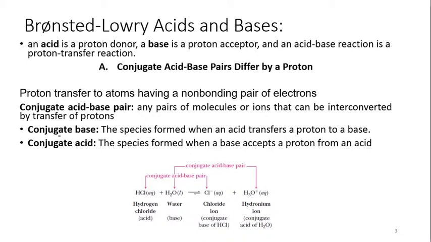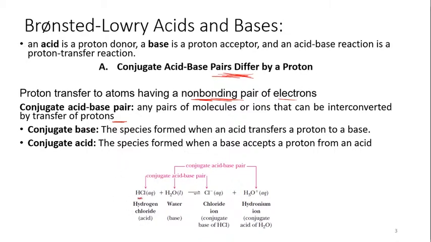The conjugate acid and base pairs differ by the moving of the proton from the acid to the base. I have to remember one thing: in proton transfer, the proton transfers to an atom with a non-bonding pair. So I have an atom with a non-bonding pair, and this will move to the other atom. The conjugate acid and base is actually the mirror image of my acid and base.